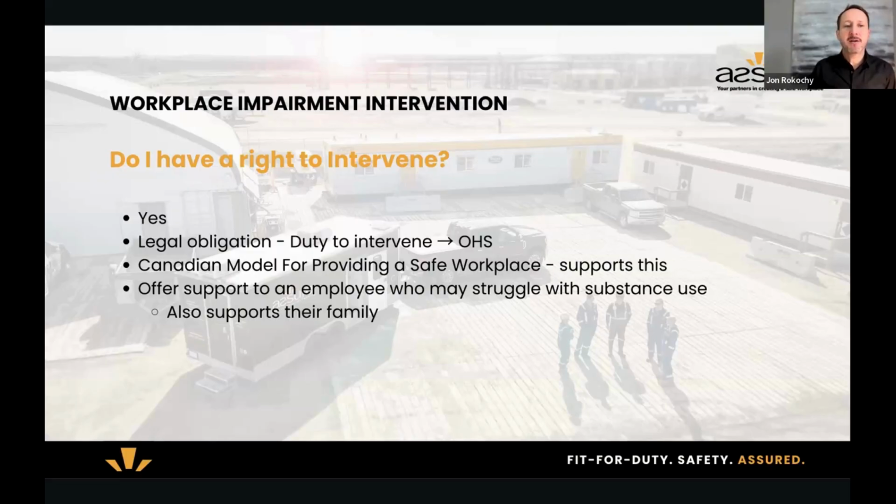So last point here is, do I have a right to intervene? Yes. And again, it's a way for you to offer support to your employees who may struggle with substance use. This is a beautiful opportunity for you as a manager and as a company to recognize an issue in one of your workers' lives and to offer some help, and to say, I've been noticing some changes in you. Do you struggle with substance use? If so, we want to offer you some support. We've got counseling. We want to get you assessed. We're going to come up with a return to duty agreement for you, and a treatment plan. We want to support you in this. It doesn't just support them, it also supports their entire family.